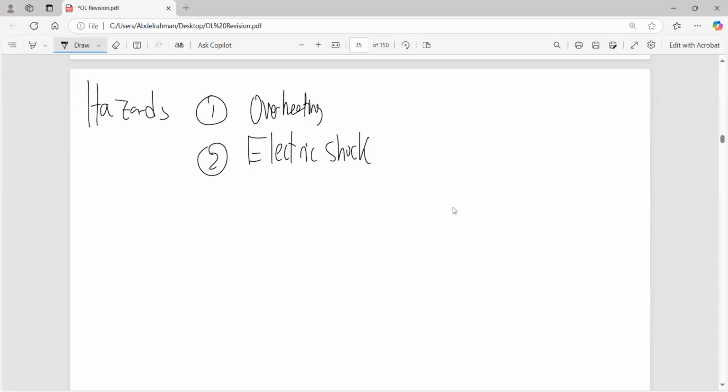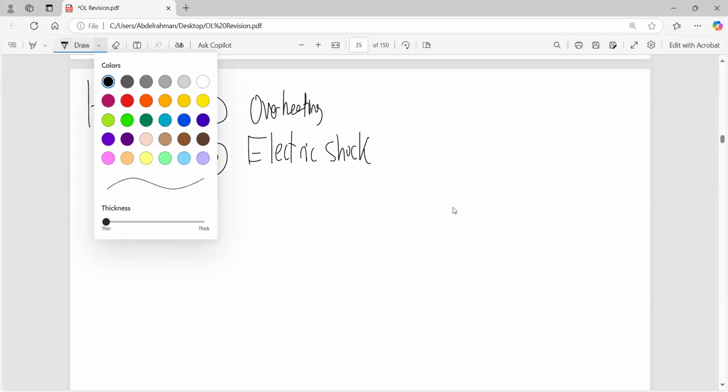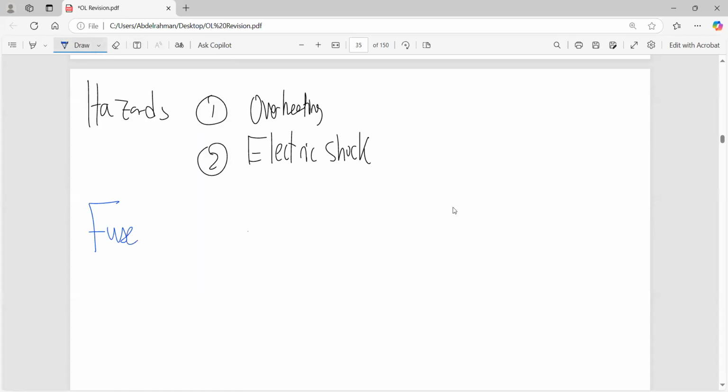First of all, if you want to prevent this circuit from overheating, what do you use? You use a fuse. What is a fuse? It is a component that cuts off the current, that opens the circuit, it breaks the circuit. Sometimes we call it a circuit breaker. So we either use a fuse or a circuit breaker, to cut off the current or to break the circuit, if and only if the current is above a certain value.